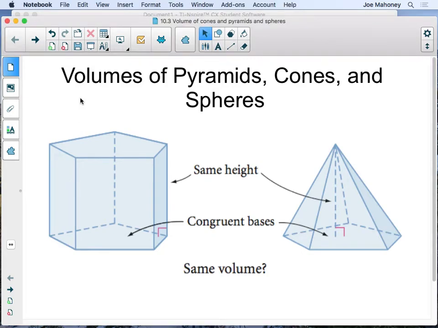Progression is obviously going to be, once we find the volume of prisms and cylinders, that we're going to find the volume of pyramids, cones, and spheres, some of the other shapes. As you look at these two, they have congruent bases, the heights are the same, but obviously their volumes are different. You can put a lot more in the prism on the left than you can in the pyramid on the right. So let's figure out how much.